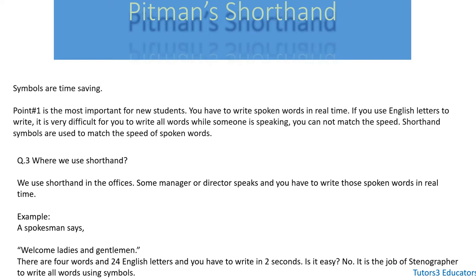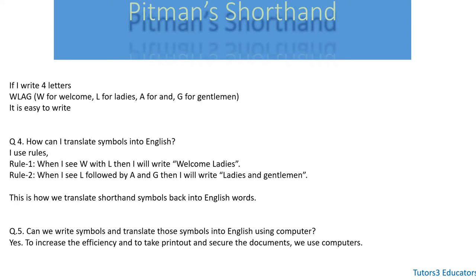It is the job of the stenographer to write all words using symbols. Now, if I write 4 letters, WLAG, W for welcome, L for ladies, A for and, G for gentlemen, it is easy to write. So this is shorthand, this is a shortcut. WLAG: welcome ladies and gentlemen.